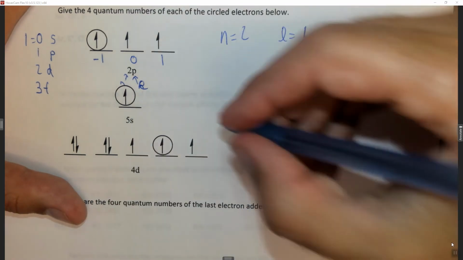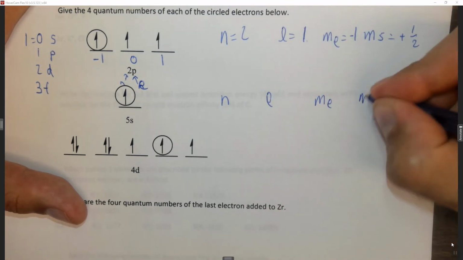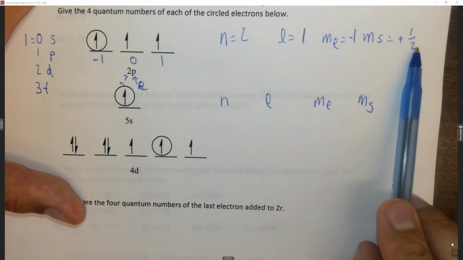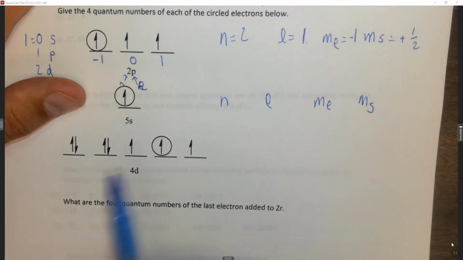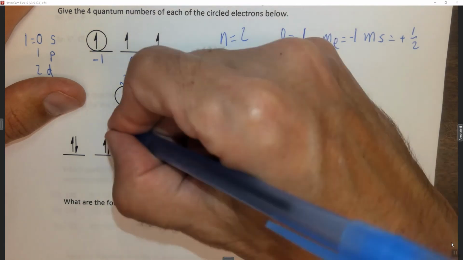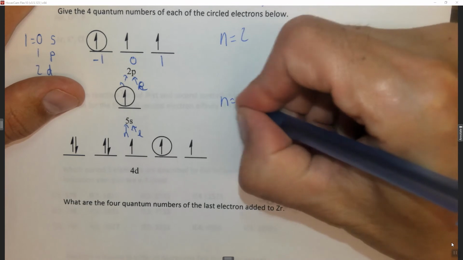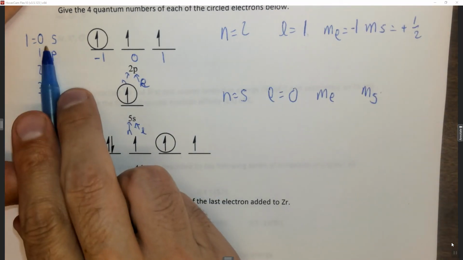Let's do it again for this one. N, L, m sub L, m sub S. Again, each individually circled electron has 4 unique quantum numbers. It does not have a set of quantum numbers. So here we have the 5s. So we can translate, this is n, and this is L. So n is 5, L is 0, because s is 0.